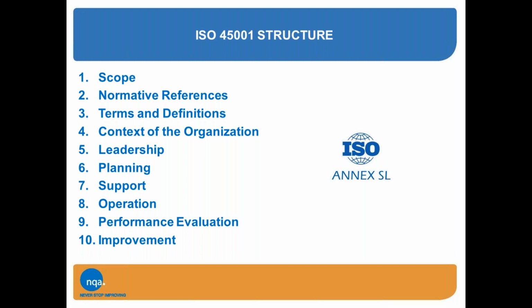So the structure of 45001, those of you familiar with the revisions to 9 and 14 will be familiar with this basic structure. The first three refer to the standard itself. Section 1 is the scope of the standard, what it's trying to achieve. Primarily, that's delivery of policy and objectives in line with strategic and operational direction and continual improvement of performance over time.